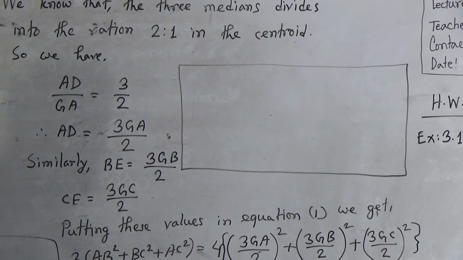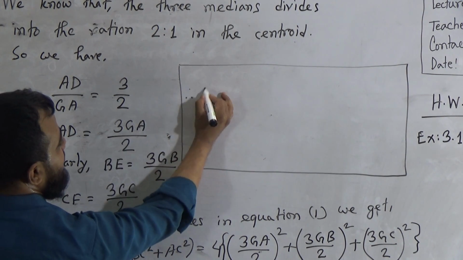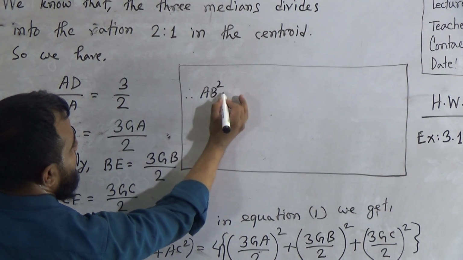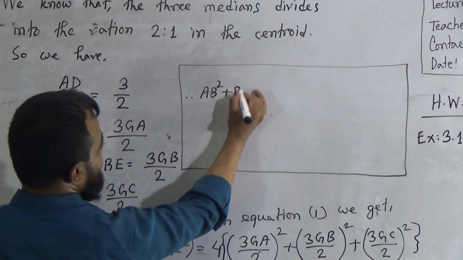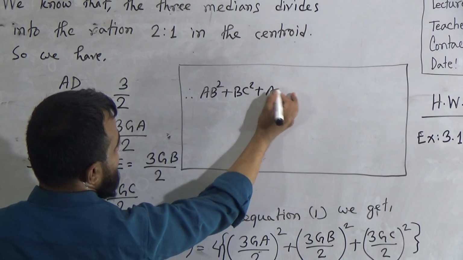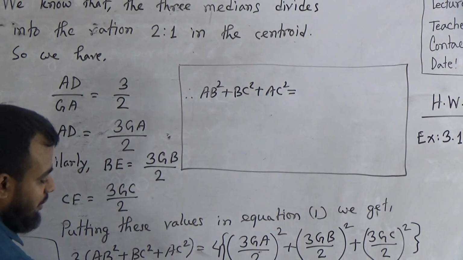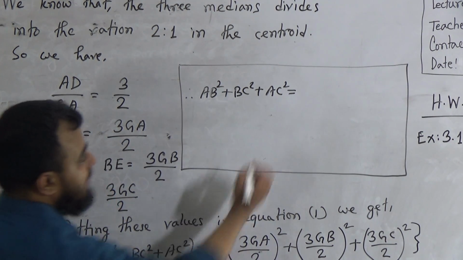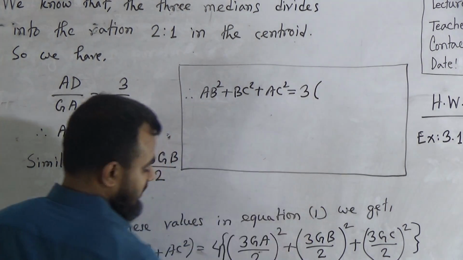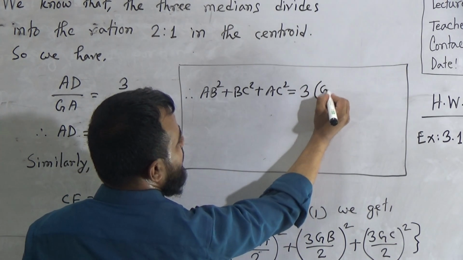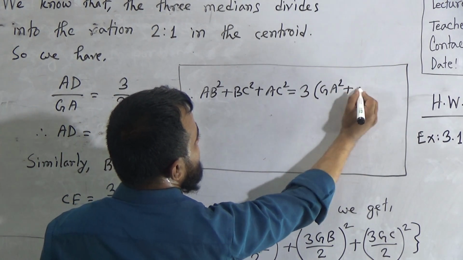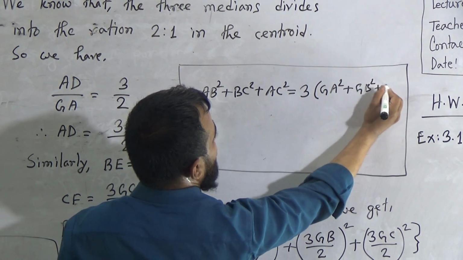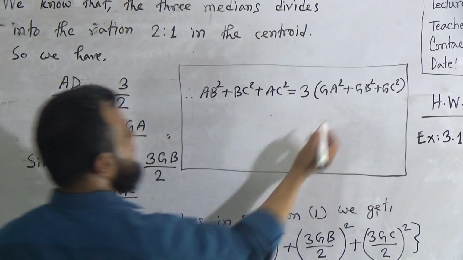To omit this 3, we need to divide both sides by 3. If we divide both sides by 3, we get on the left side AB square plus BC square plus AC square. That's equal to, we need to divide the right side by 3 also. So if we divide 9 by 3, we get 3. And in these brackets the sum is GA square plus GB square plus GC square, which is our required proof.